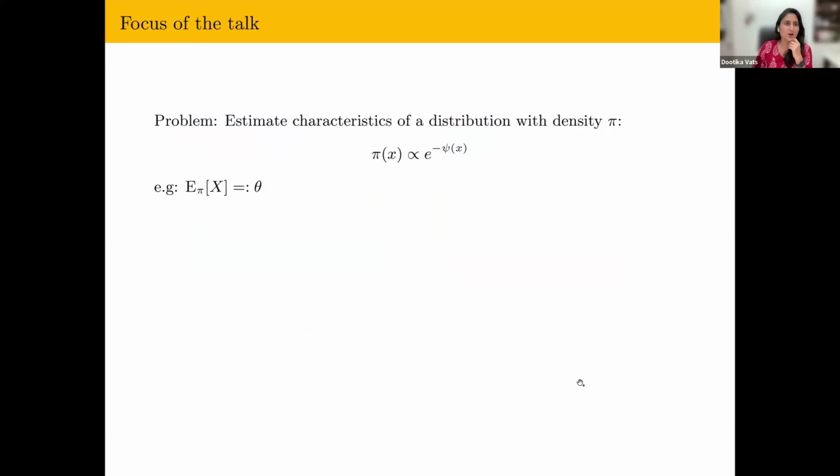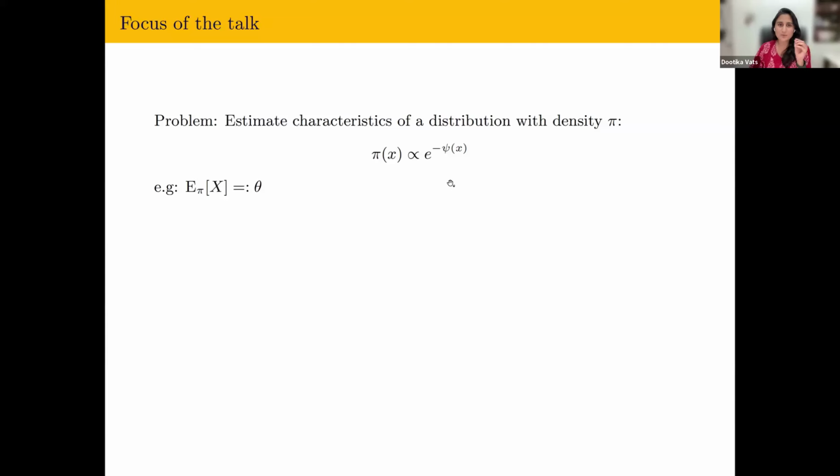I'm just going to set some context on what is going to be the focus of the talk. Because this is a Monte Carlo seminar series, I'm going to assume a reasonable knowledge base in general Monte Carlo methods, but I'll still be slightly pedagogical in some places.